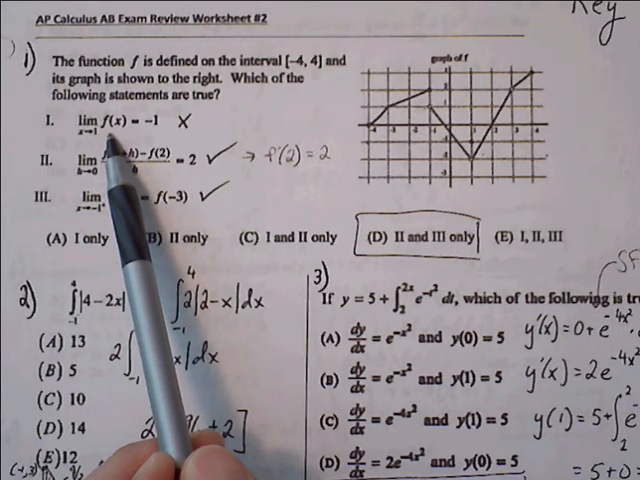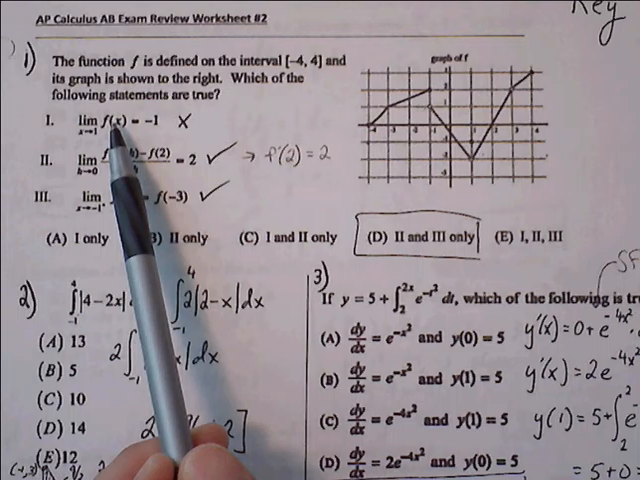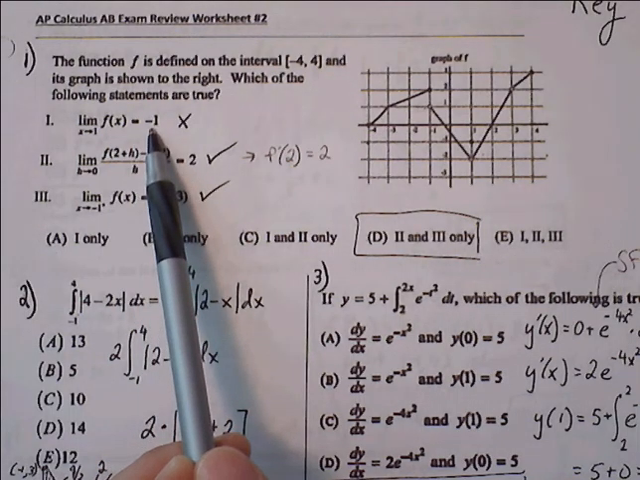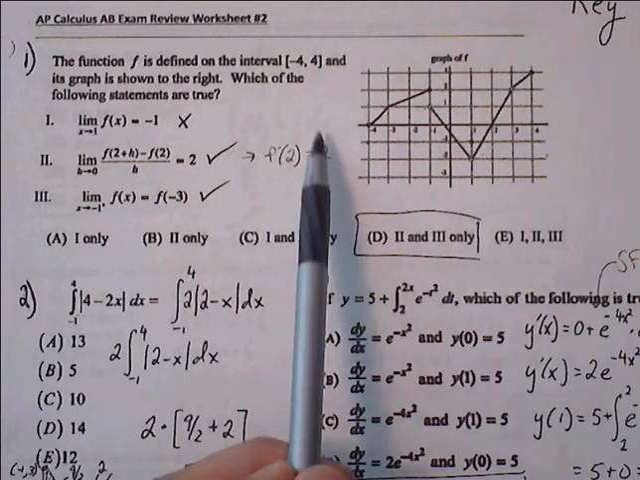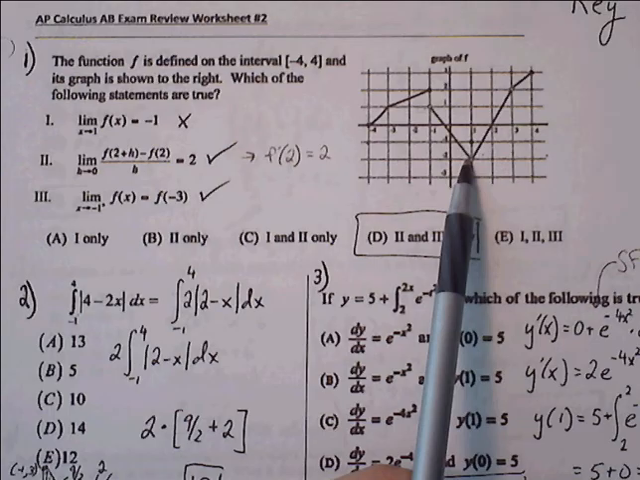Limit as x approaches 1 of the function is equal to -1. That means in order for a limit to exist, the graph has to approach the y value of -1 from both sides, on either side of 1. So let's look at where 1 is.